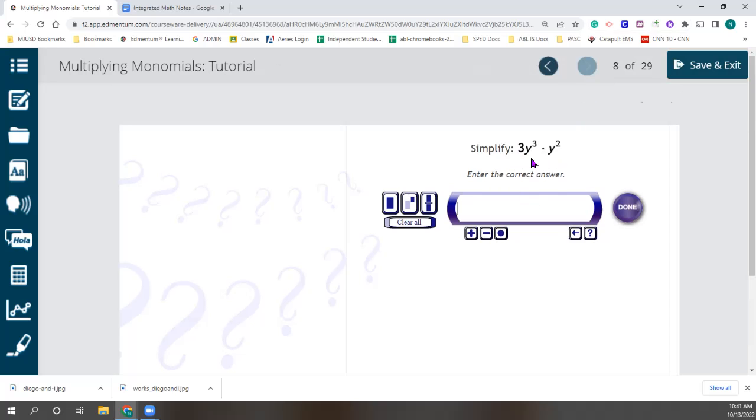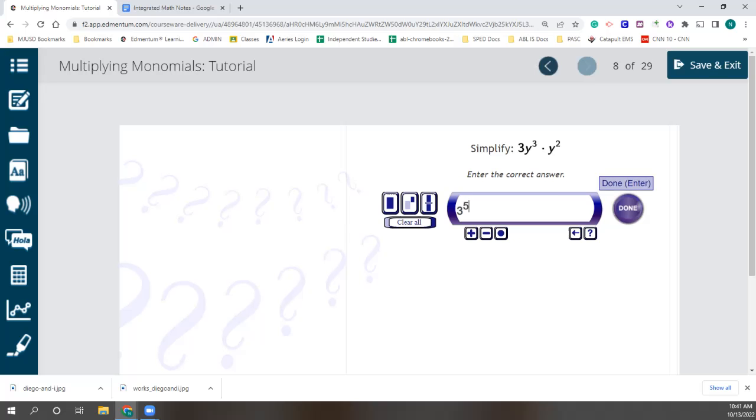In this one, it says 3y to the 3rd multiplied by 1y to the 2nd. Notice there's not a 1 there, but that's implied. So we are going to use the 3 that is here. 3 multiplied by 1 is 3, so that stays 3. And then we're going to use the product rule for exponents and add the 2 exponents. I have to push the exponent button. 3 plus 2 is 5.